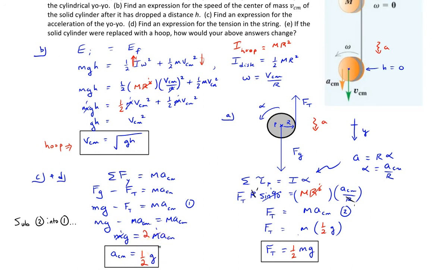Hopefully that all makes sense conceptually. If you want to see it to believe it, I'll post some links to videos showing you a falling disc and a falling hoop, and you can see just by looking at the video which one is accelerating larger and which one's reaching the bottom at a faster velocity. And that's it for this example.